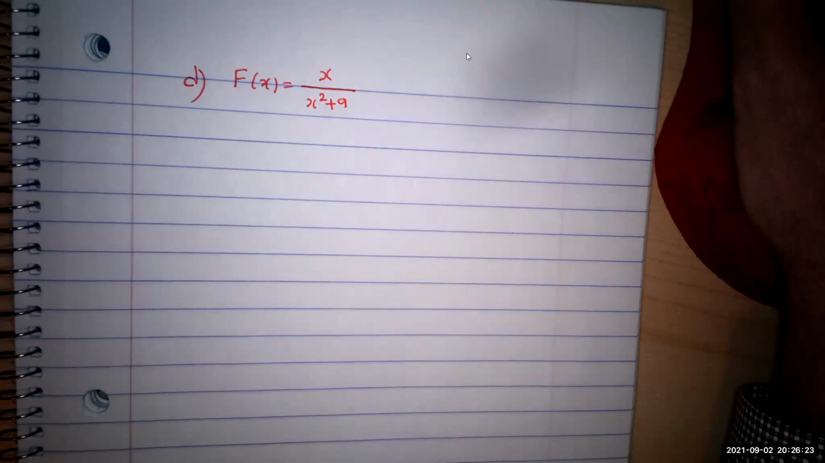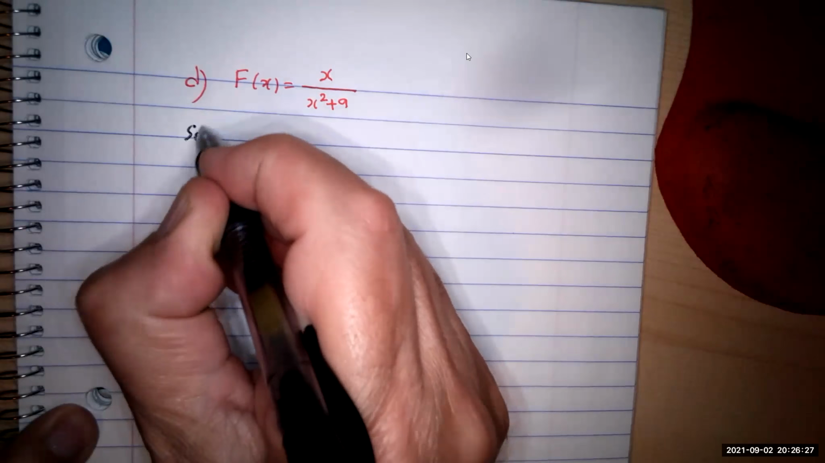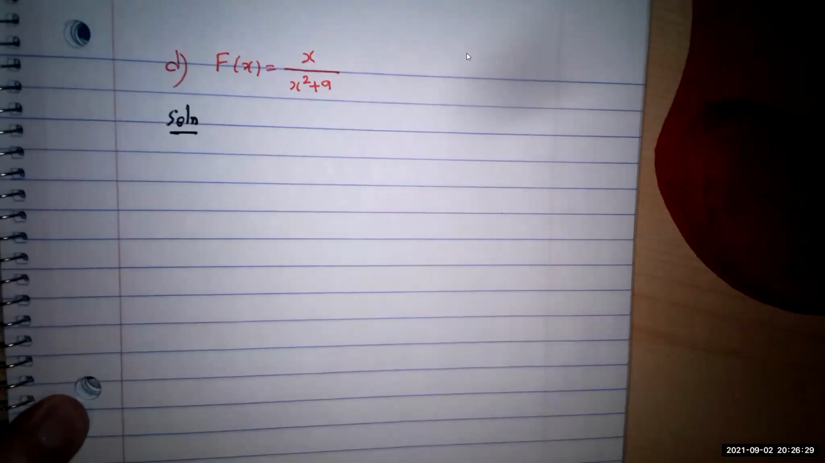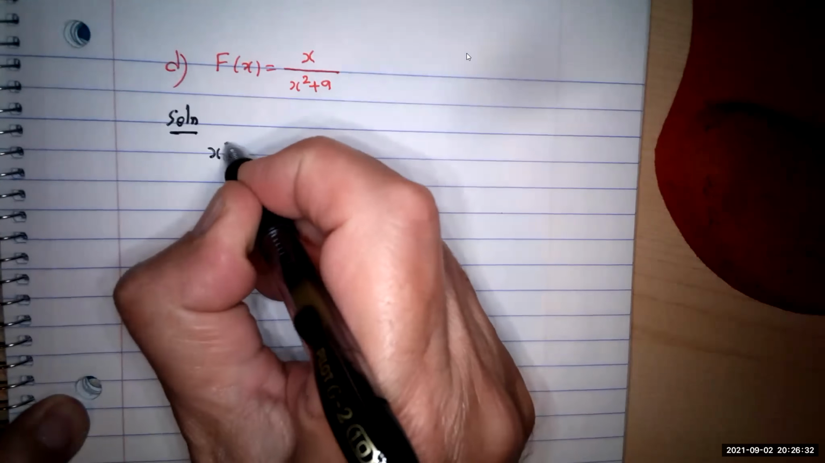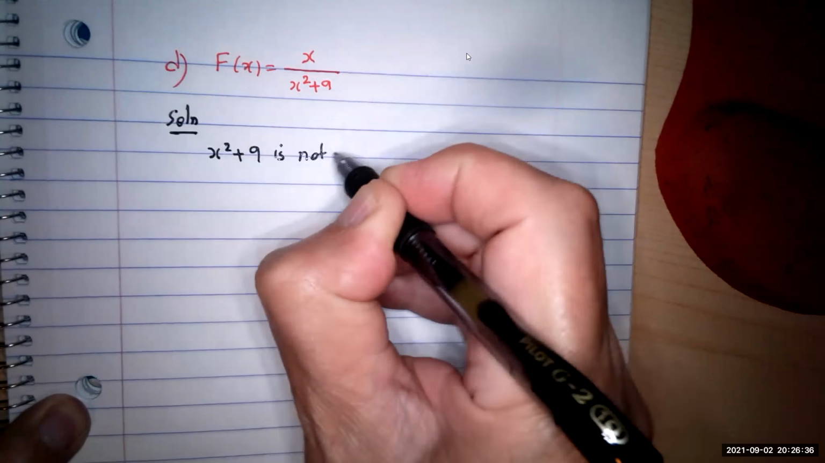So that is the difference. Make sure you remember it. This is how we're going to answer this question. You're going to tell us that x squared plus 9 is not factorable. You cannot break it.